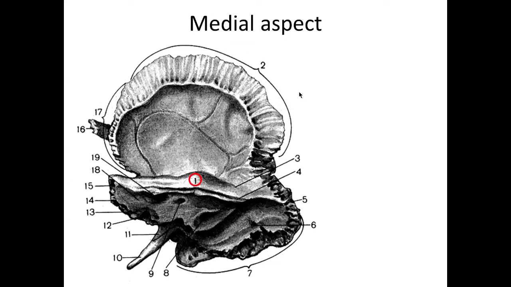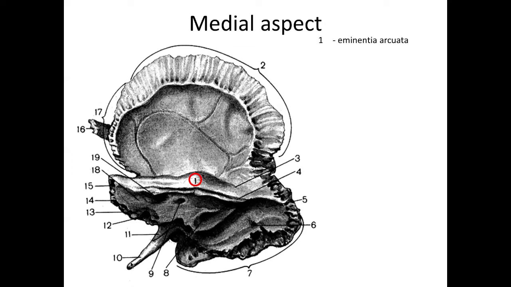Medial aspect of the bone. So let us try to distinguish different structures. Number 1 is eminentia arcuata.